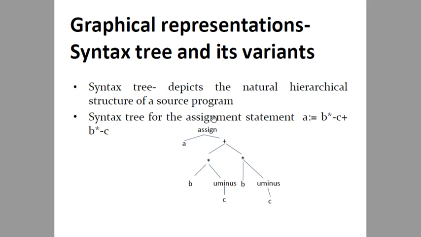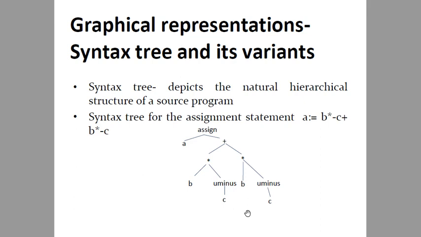So first let us look at what is meant by syntax tree. The syntax tree depicts the natural hierarchical structure of a particular source program. Over here we draw a tree based on this statement: A is equal to B into minus C plus B into minus C. So for this particular high level language programming construct, we get one intermediate representation which is known as the syntax tree.